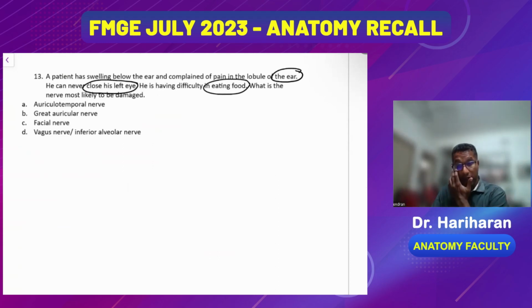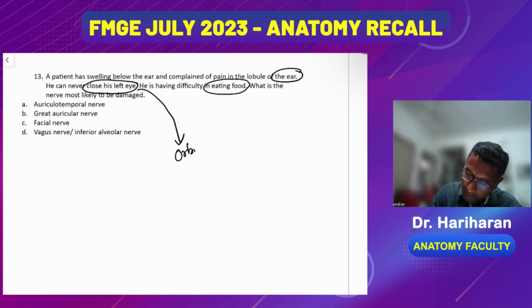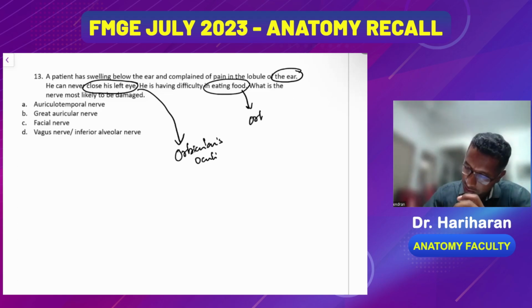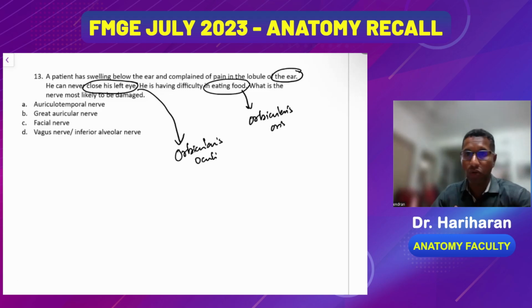See, if the patient has difficulty in closing the eye, what is the muscle that helps in closing the eye? The muscle that helps in closing the eye is orbicularis oculi. And the patient has to eat the food without any difficulty, so the orbicularis oris should act well. Otherwise the saliva will drool out and the food can come out if the person is not able to purse his lips. So orbicularis oris is important for it.